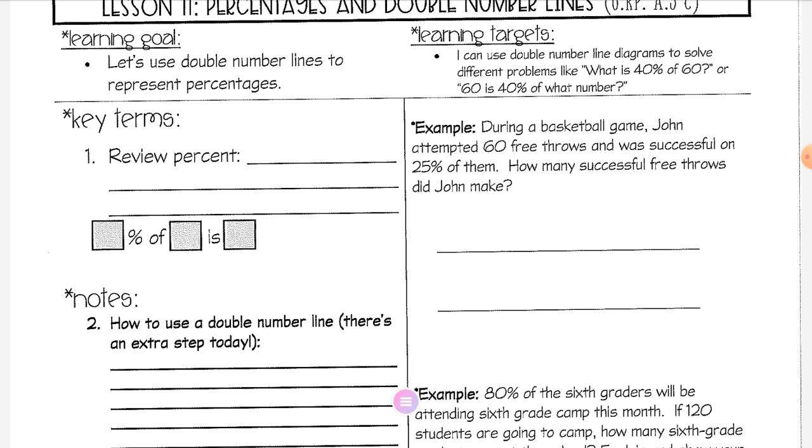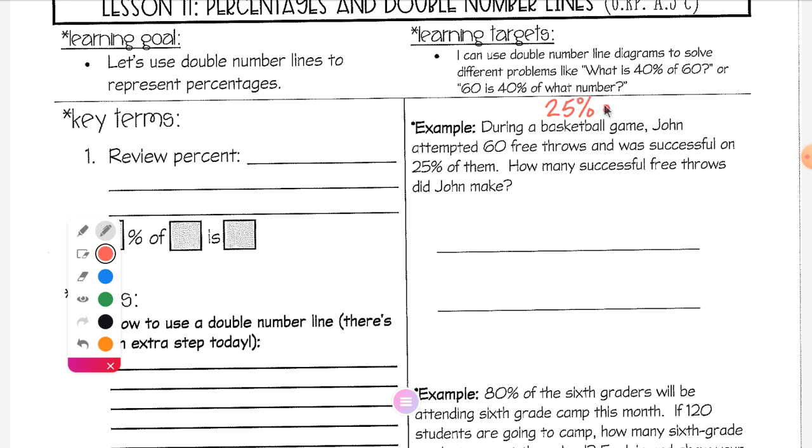During a basketball game, John attempted 60 free throws and was successful on 25% of them. How many successful free throws did John make? We're going to rewrite this as percent of whole is something. What is my percent? 25%. So let's write this above it.